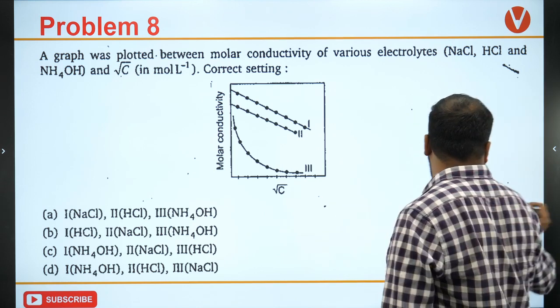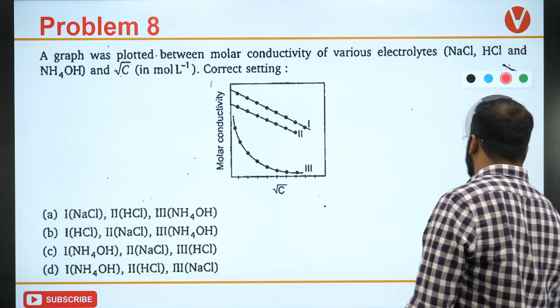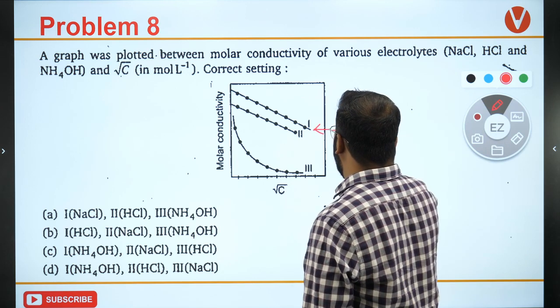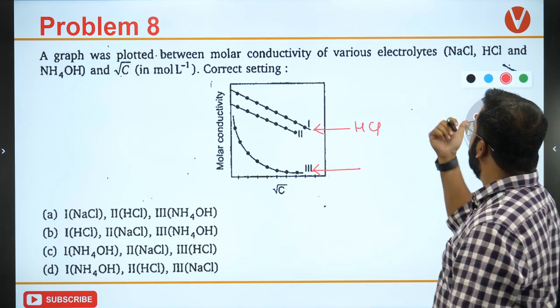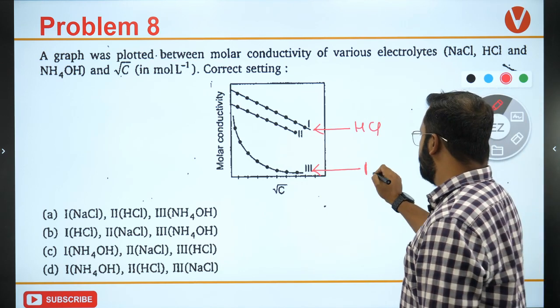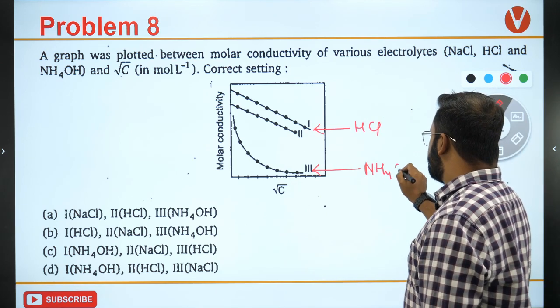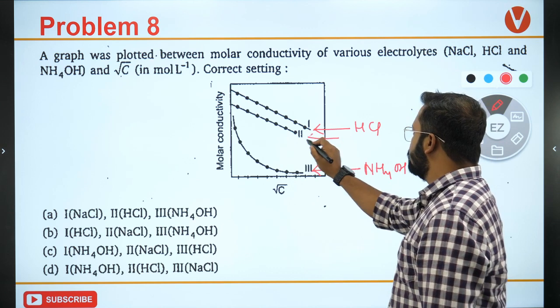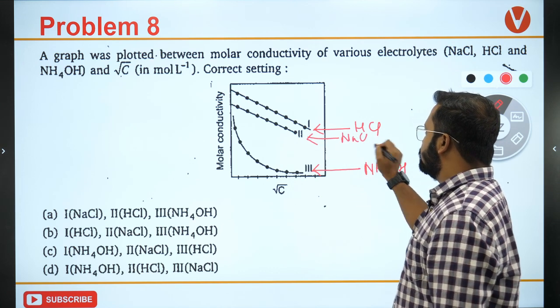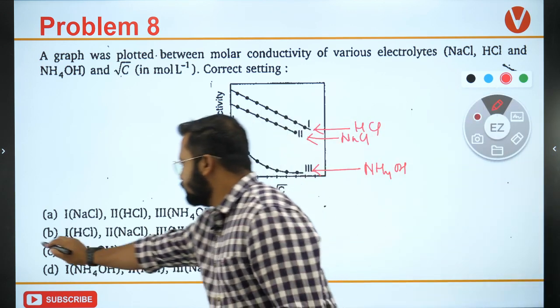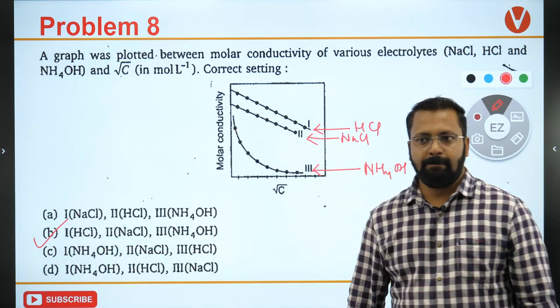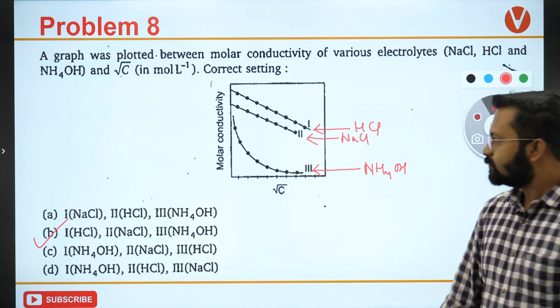for the strong electrolyte this will be it. This will be for the strong electrolyte HCl. This will be for the weak electrolyte. The weakest electrolyte over here is ammonium hydroxide, NH4OH, and this will be for NaCl. The right answer will be, 1 is for 2, 3. The right answer is B.